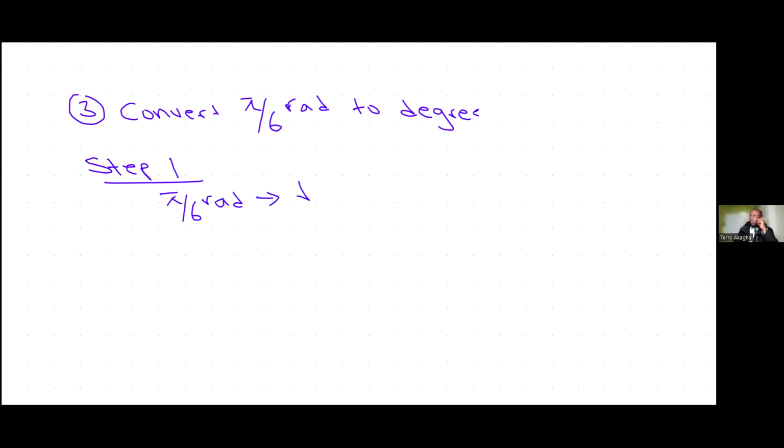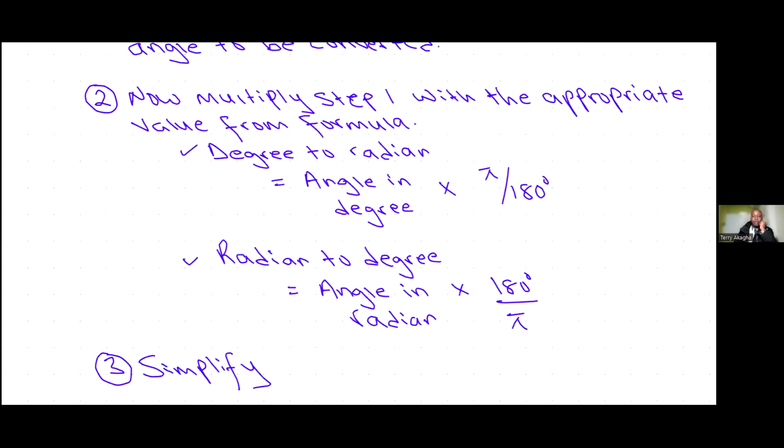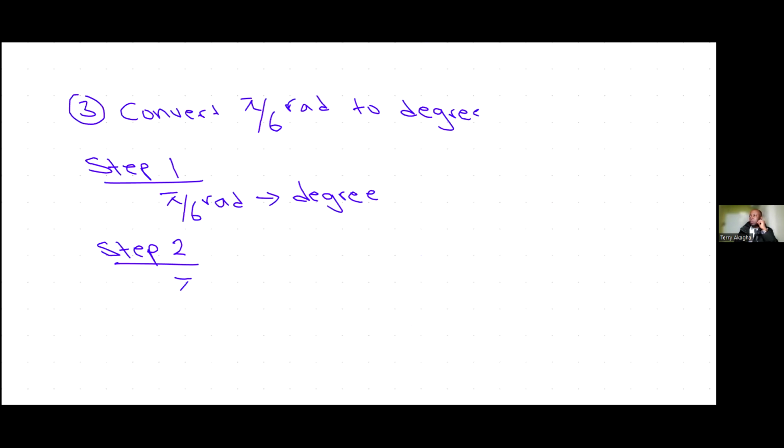All right. So step 2, we need to go and check how we convert this. We're going to go back to the previous board and see that from radians to degrees is the angle in radians multiplied by 180 degrees divided by pi. So we have the angle in radians, that's pi over 6, multiplied by 180 divided by pi.